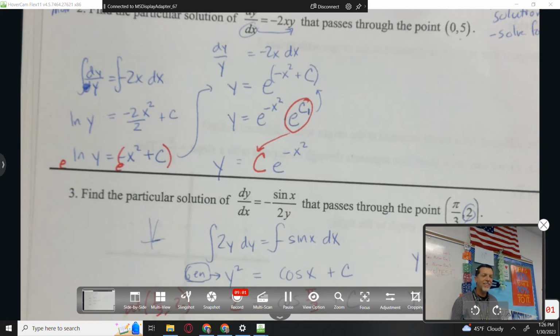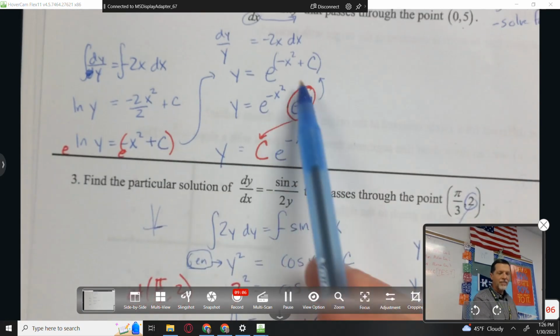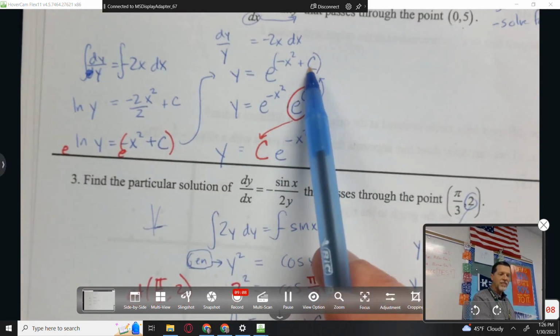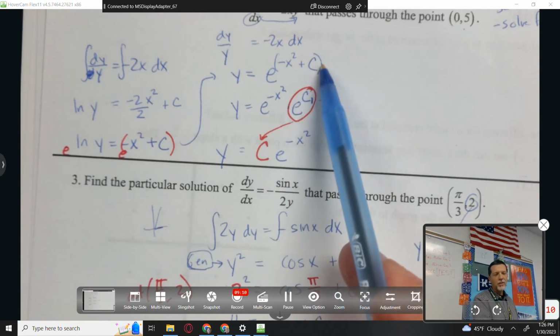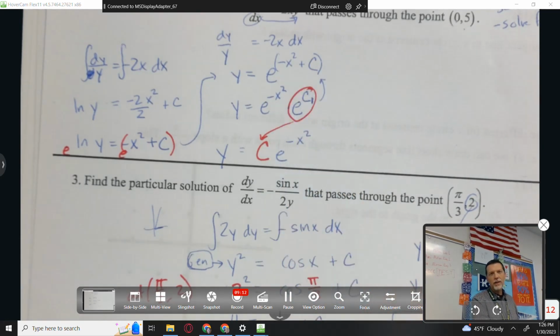So that is the key step with these natural log problems, right in here, changing the plus c to a c out front. It's like, wait a minute, what magic is happening in here? Well, we got this.